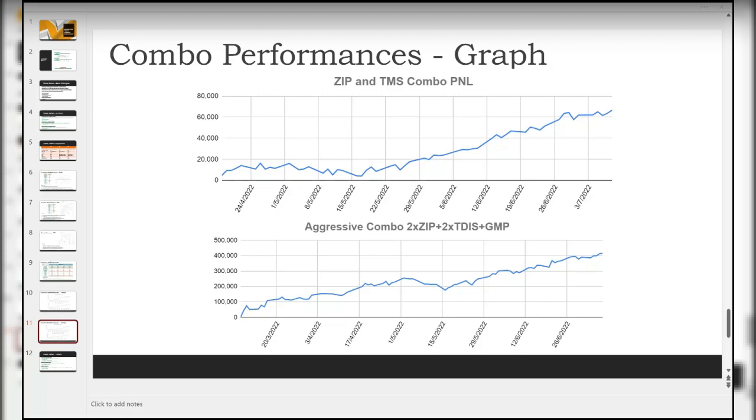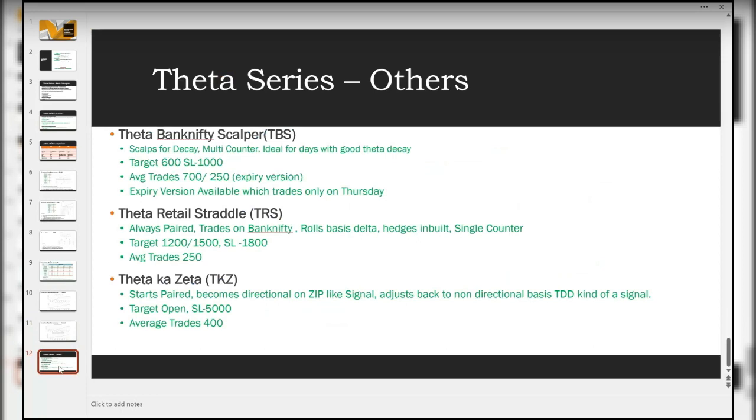The last slide is talking about the strategies that were being discussed just now. What is a Theta Bank Nifty Scalper? It scalps for decay. It's a multi-counter strategy, ideal for days with good theta decay. We have an expiry version which has an average trade of 250. The target is 600 and the SL is 1000 rupees.